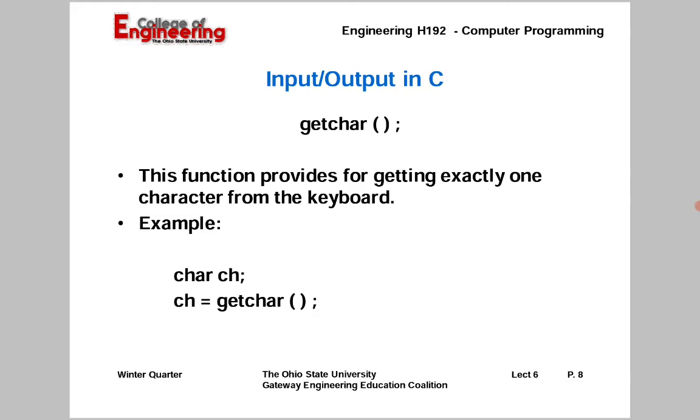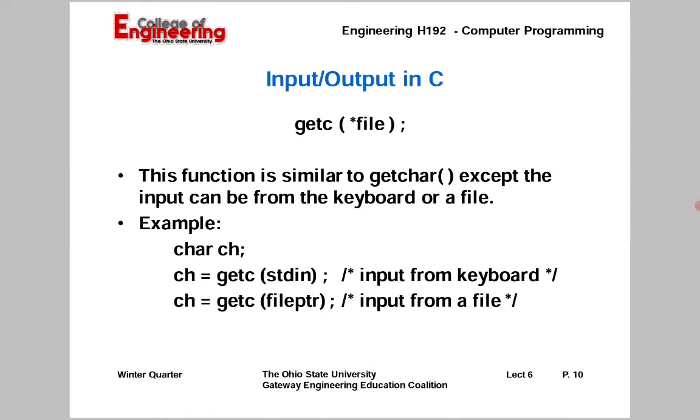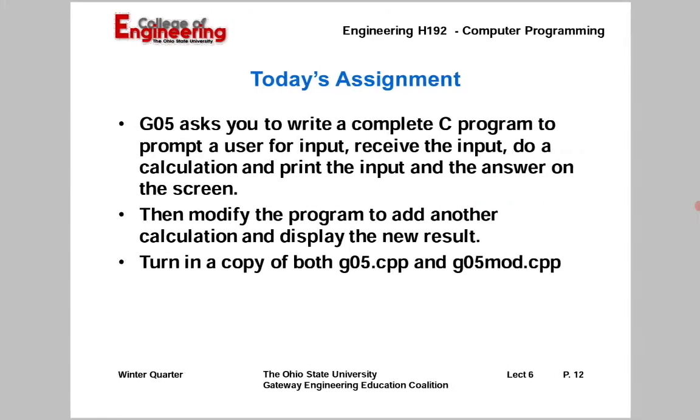Syntax example is char ch; ch = getchar(). Putchar writes a single character on the screen. This function provides for printing exactly one character to the screen. Example: char ch = getchar(); putchar(ch). And getc is another function used to read a single character from a file, and putc is used to write a character to the screen or a file.